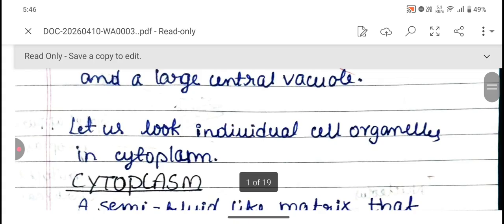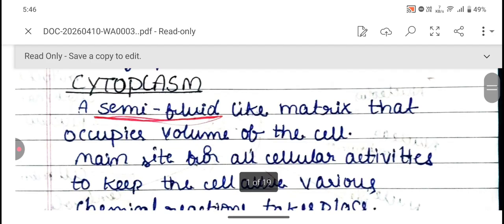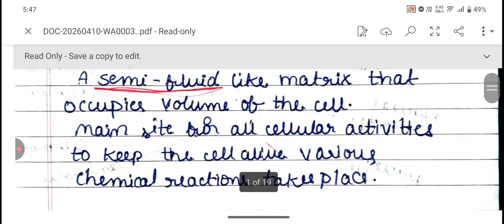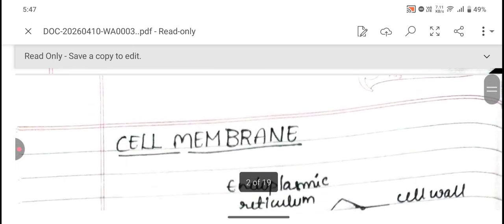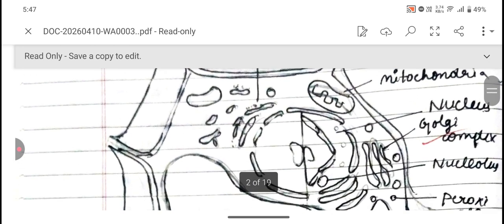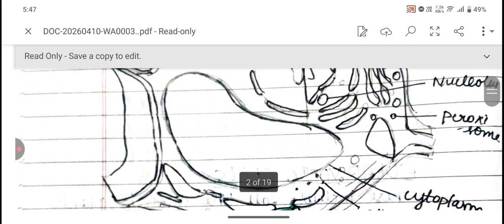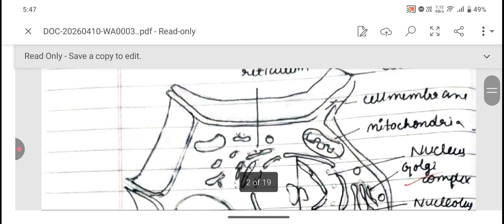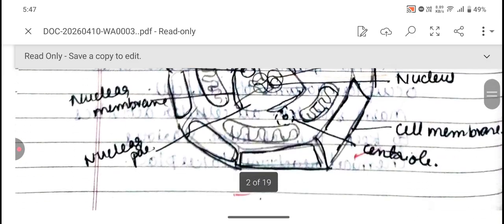So let us look at the individual cell organelles in the cytoplasm. Cytoplasm is a semi-fluid matrix that occupies the volume of the cell. It is the main site for all cellular activities to keep the cell alive. Various chemical reactions take place in this cytoplasm. When you see the structure of a plant cell, it will look like this. And this is the animal cell.